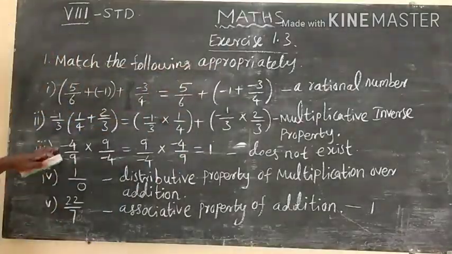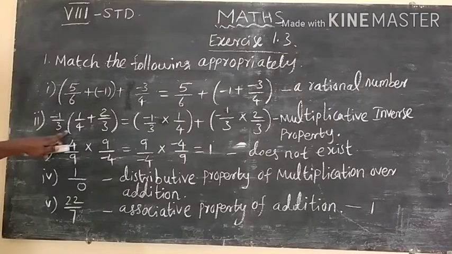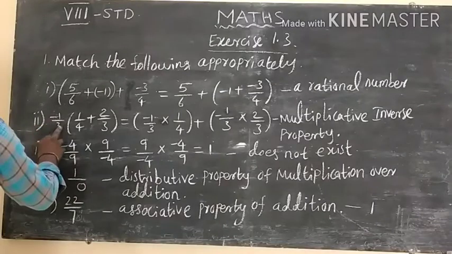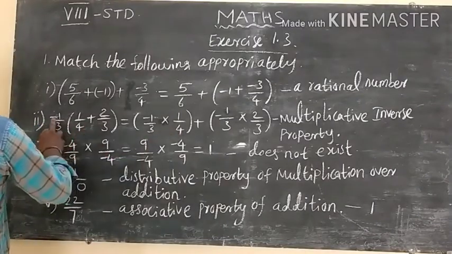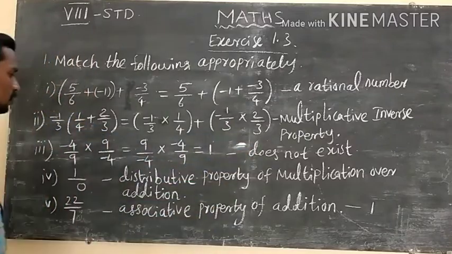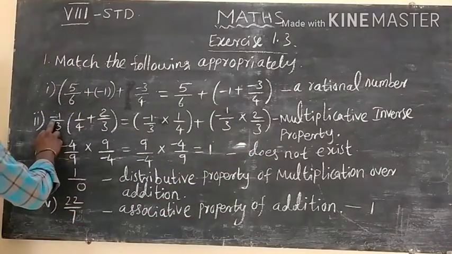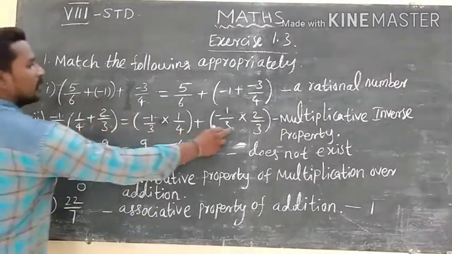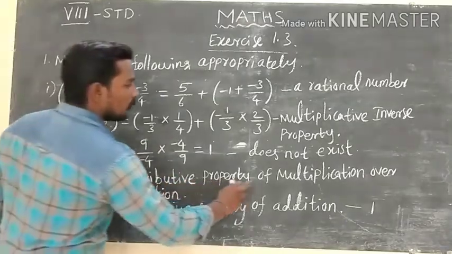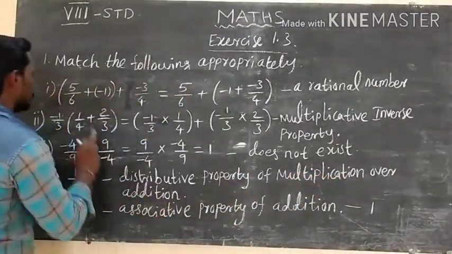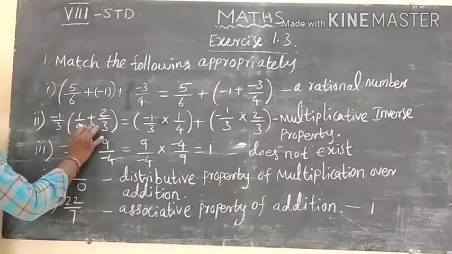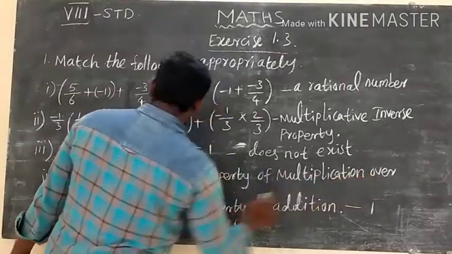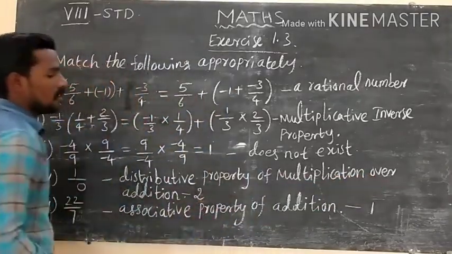Okay. The next question, minus 1 by 3 into 1 by 4 plus 2 by 3, which is equal to minus 1 by 3 into 1 by 4 plus minus 1 by 3 into 2 by 3. What is this? So multiplication of the value, minus 1 by 3 into 1 by 4, minus 1 by 3 into 2 by 3. This is distributive property of multiplication over addition, because over addition, the bracket inside takes the addition. So this is for distributive property of multiplication over addition. This is the second one answer.